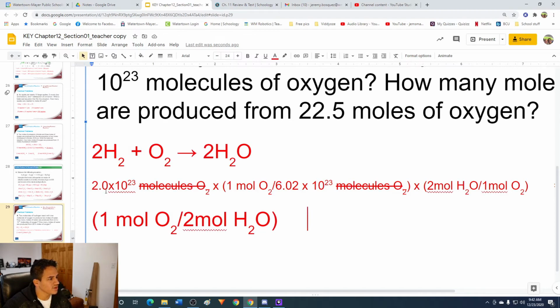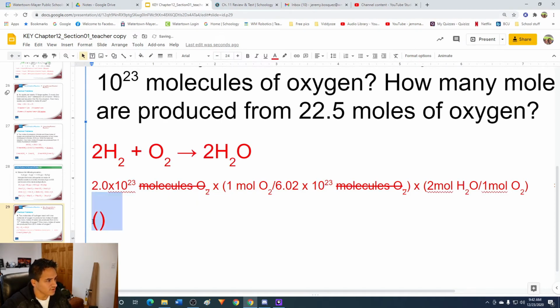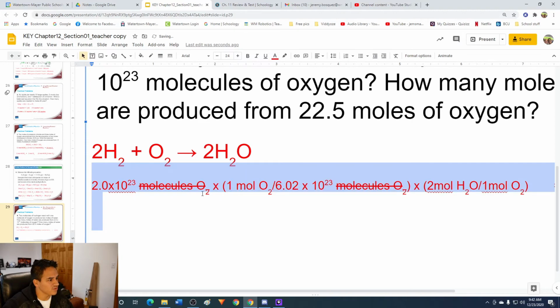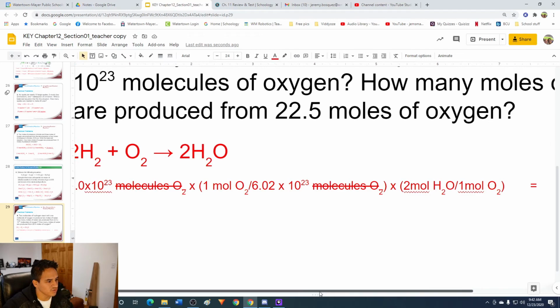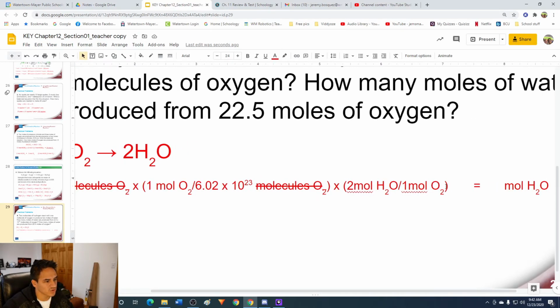So we are going to be starting with 2.0 times 10 to the 23rd molecules of O2. We're going to divide that by Avogadro's number to cancel out molecules of O2 to get moles of O2. Then once we have moles of O2, we are going to use the coefficients in the reaction to convert from moles of O2 to moles of H2O. Moles of O2 is going to be on the bottom here because we want that to cancel with the moles of O2 that we have right here. And then when we do this, we will get moles of H2O.